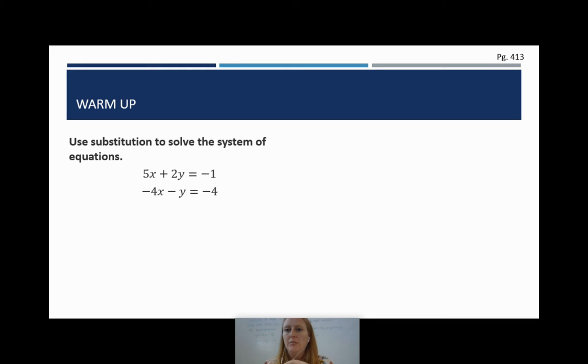We're going to keep using that elimination method, but we don't want to forget our old method. So I do have a warm-up problem for you. I would like you to use substitution to solve this lovely system of equations we have sitting in front of us. So go ahead, hit pause to work this out, and then hit play when you're ready to check your work.